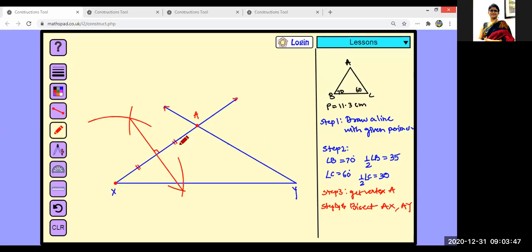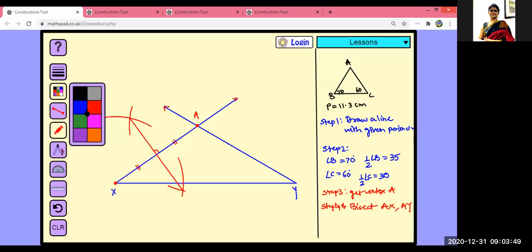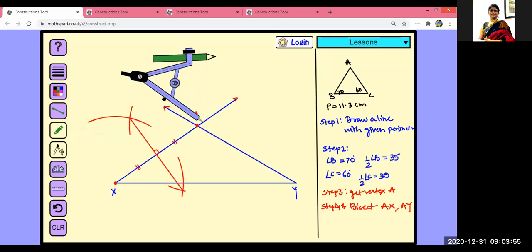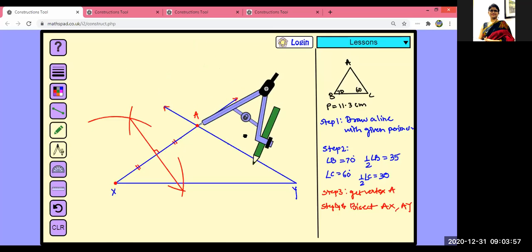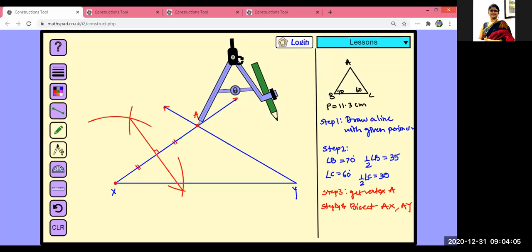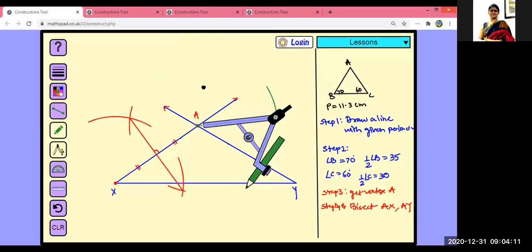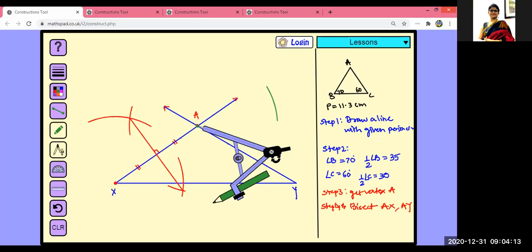Now same way we are going to draw another perpendicular bisector to side AY. Okay, to side AY. We start at point A, take more than half distance, right? So let's take it like this. Take more than half distance and draw two arcs on both the sides. So one arc on this side and the other arc on this side. Correct? We draw another arc on this side.